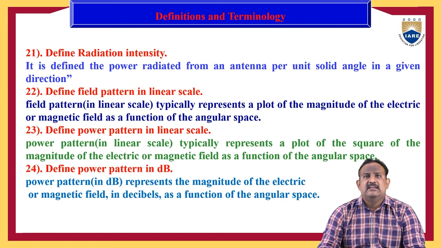Define radiation intensity. It is defined as the power radiated from an antenna per unit solid angle in a given direction, and is known as radiation intensity.